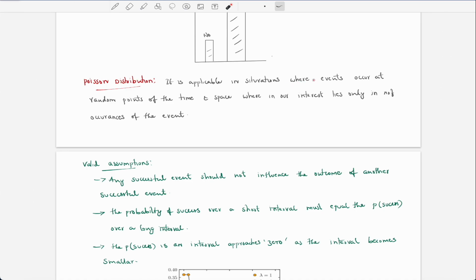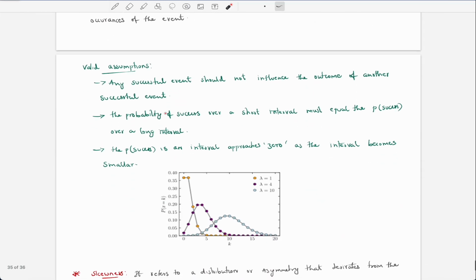It is applicable in situations where events occur at random points of time and space, and where our interest lies only in the number of occurrences of that event. I hope you understand this. So these are valid assumptions out there.